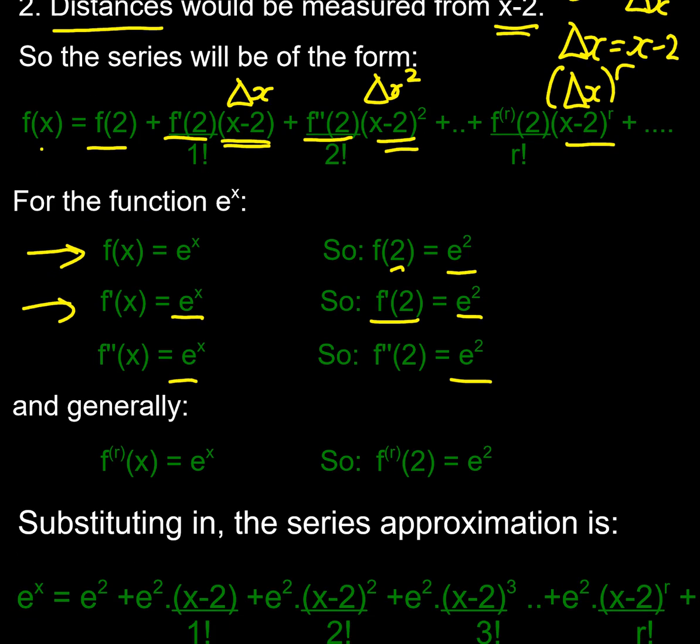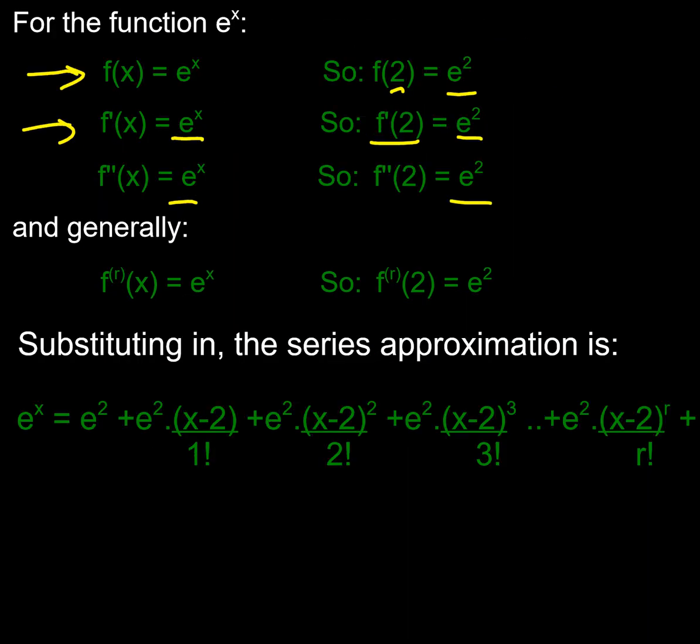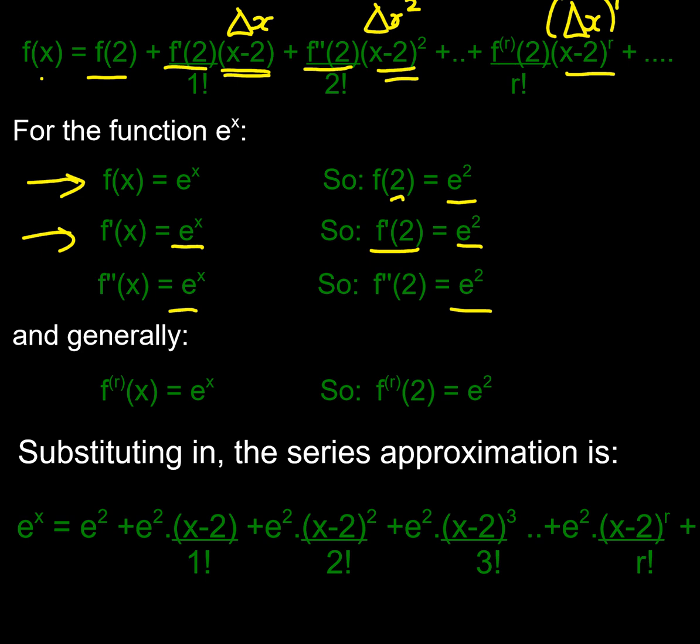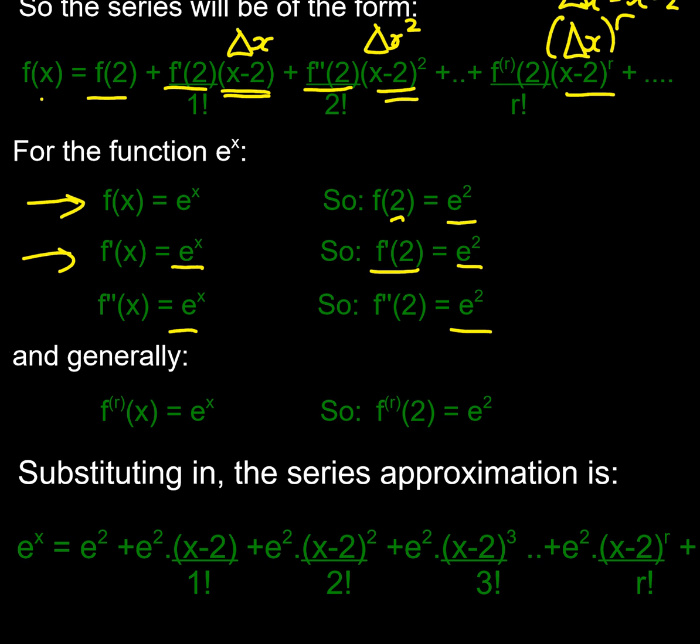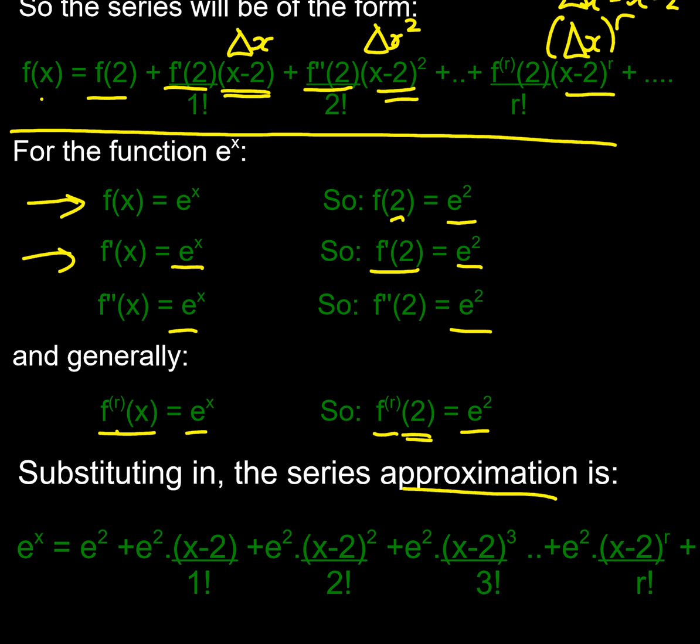So if I did that generally, excuse me, I'm just going to move that to there so I can see it all on one page. There we are. So the rth differential here of x is still e to the x. So the value of the rth differential at 2 is still e to the 2. And if I just substitute those values into the equation up here, then I just get this down the bottom. Here's my series approximation.